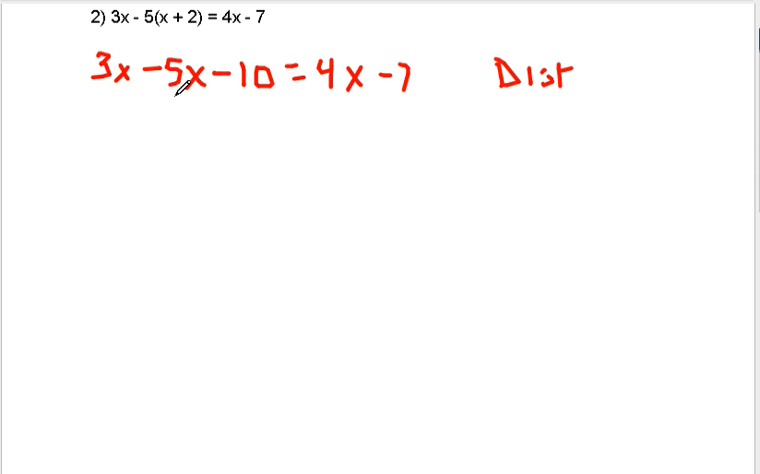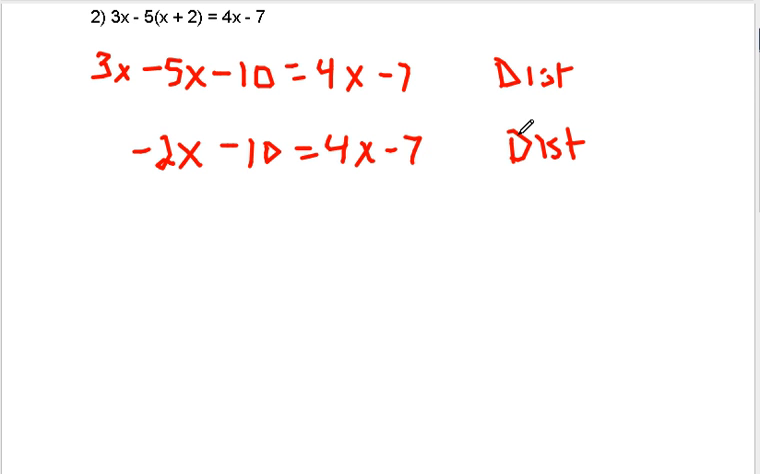Okay, so that's using the distributive property. Now I'm going to combine like terms, again with the distributive property. So 3x minus 5x is negative 2x. The distributive property tells me that I can combine like terms. We might just know it as combining like terms. I see this negative 2x, so I'm going to add it to both sides, get rid of it over there. That's going to give me 0 minus 10, which is negative 10.